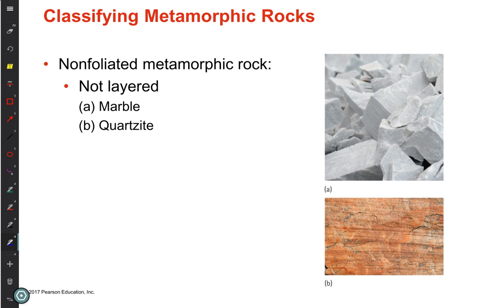Non-foliated: marble and quartzite are non-foliated. That is the marble. You can't just cleave the marble. You have to polish it to get the shape you want. And quartzite is this thing here.